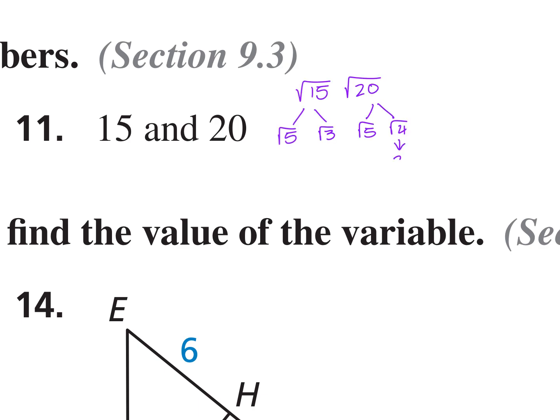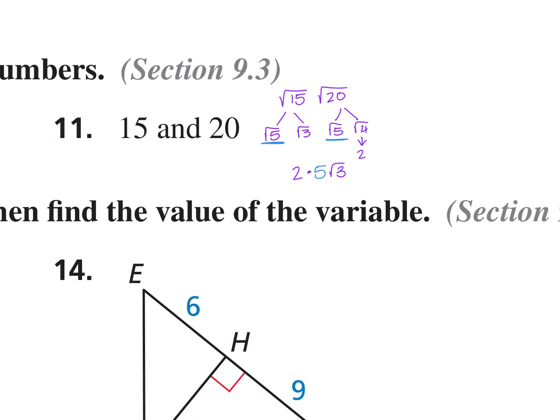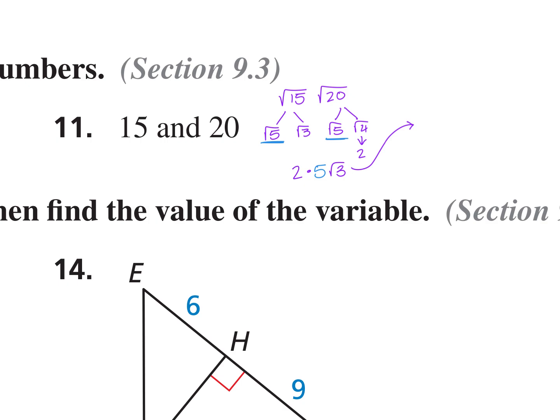4 is a perfect root. And then looking at it, I have square root of 5 and square root of 5. So what I have left over is going to be 2 times 5 times the square root of 3. So evaluating it, I'm going to have 10 times the square root of 3, and that's my answer.